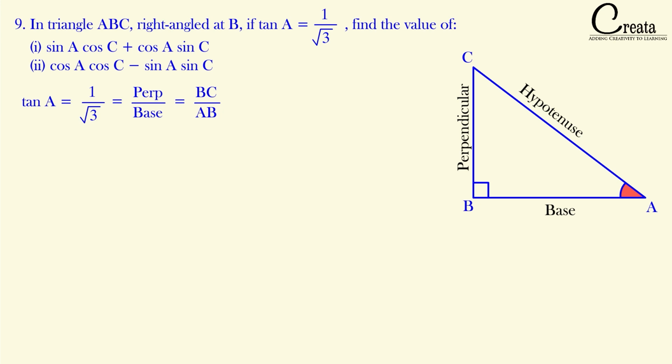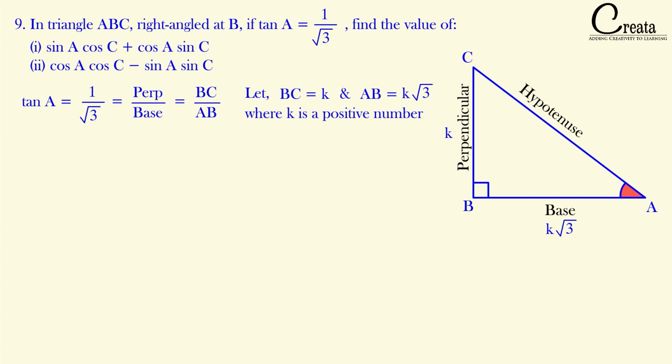We will use the same philosophy we have used in the previous question. Let's assume BC as K and AB as K root 3. The same fundamental we have applied in question number 3 and 4. So we got two sides of this triangle, that is perpendicular and base. The hypotenuse is still missing in the triangle.